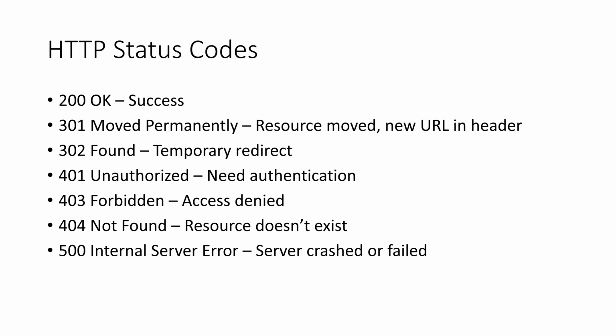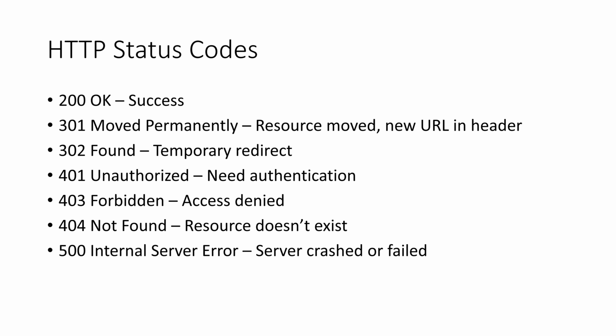HTTP status codes are essential. They tell the browser what happened with the request. A 200 OK means all is well. The request was valid and the server is sending the data. 301 moved permanently means the resource has permanently moved to another location. Usually there will be a location header with the new URL. 302 found is similar, but it's a temporary redirect.